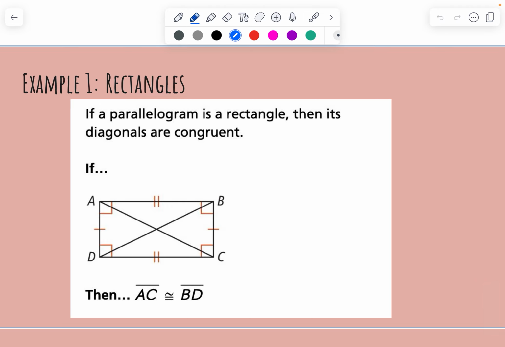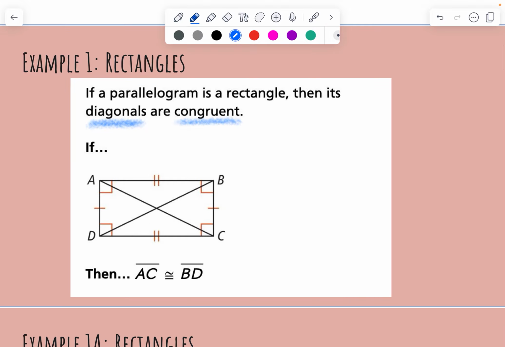So the first one we're going to talk about here is a rectangle. A rectangle is a special type of parallelogram that has diagonals that are congruent. So the other things about parallelograms are also true. Opposite sides are parallel, opposite sides are congruent. We have two angles that are equal to each other, and then other angles add up to 180. But in this case, we're talking about the diagonals, AC and BD. So those are congruent if it is a rectangle.